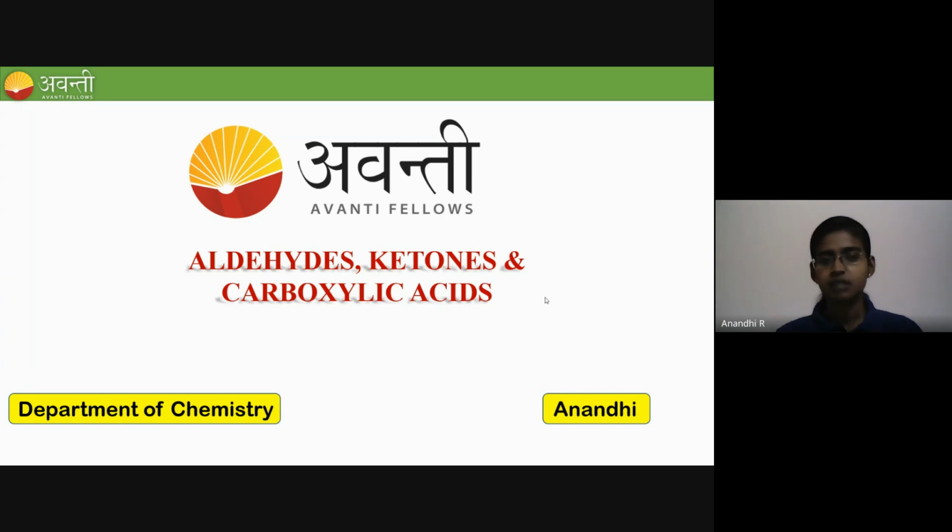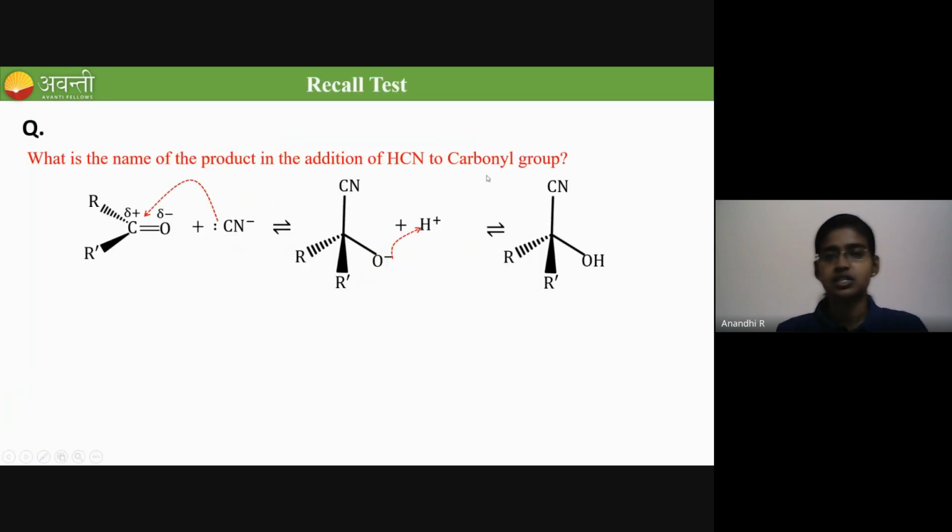So we were discussing aldehydes, ketones, and carboxylic acids, right? So let's continue the same lesson today. Before moving on to today's session, let me recall the previous class with a question. Can you find out the name of the product in the addition of HCN to the carbonyl group? We have a carbonyl group and HCN is getting added to it, and finally we get a tetrahedral intermediate kind of compound. Can you tell me the name of the compound that is being formed? Just take 10 to 15 seconds and try to answer this question.